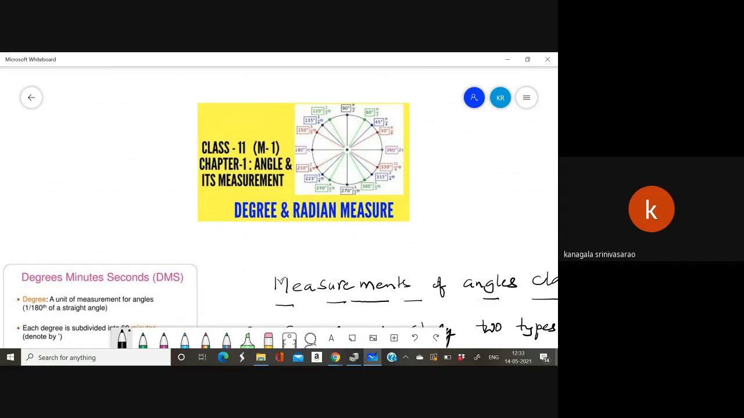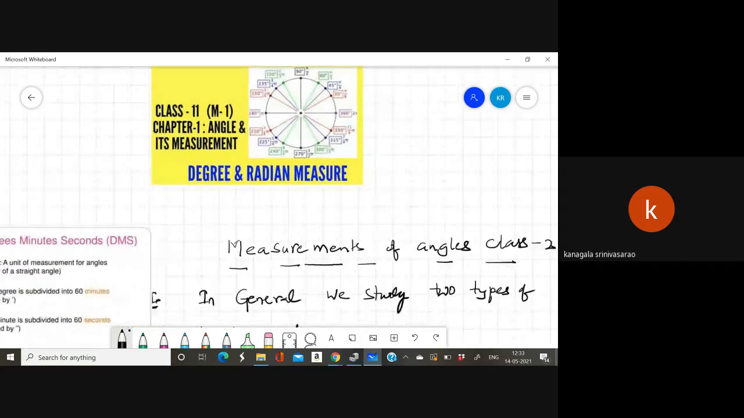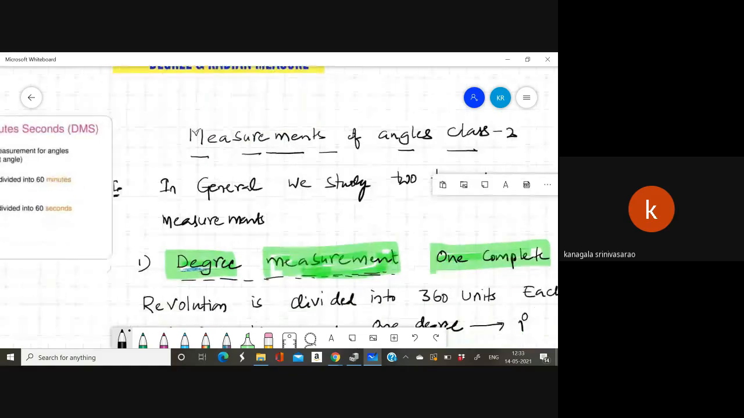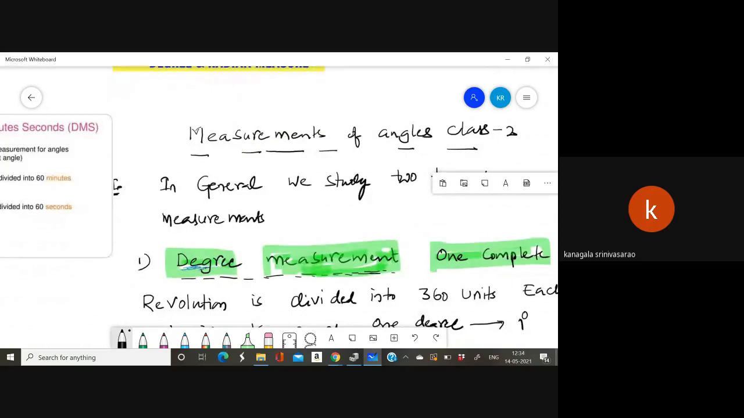In this class, I would like to bring measurements of angles. After completion of the introduction of angles and the importance of angles, I would like to bring measurements of angles. In general, we study two types of measurements. Even though more than two exist, I will discuss only two types.